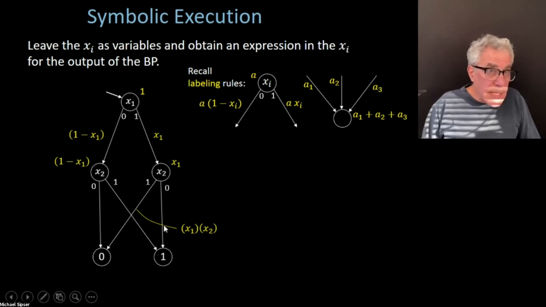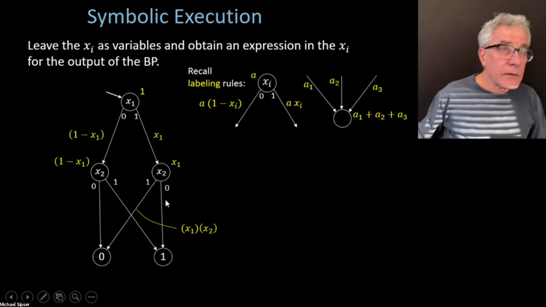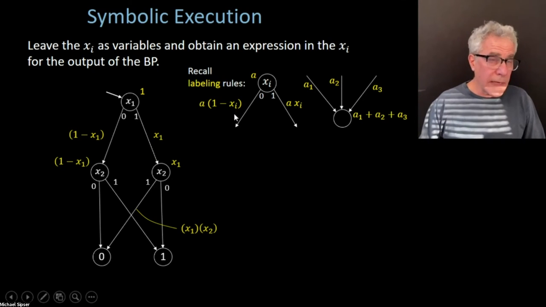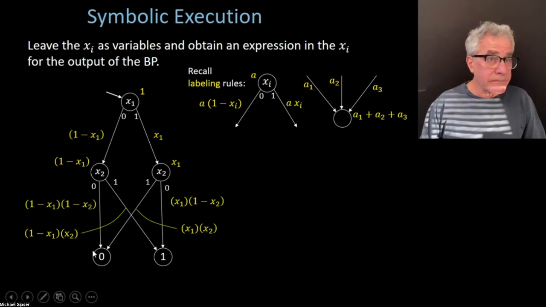And now what happens on this edge? So this x1 times, think with me, times 1 minus x2. And similarly over here, we have 1 minus x1 on this node. So on the one edge coming out, it's 1 minus x1 now times x2, because that's this rule again. 1 minus x1 times x2. And this is going to be 1 minus x1 times 1 minus x2.